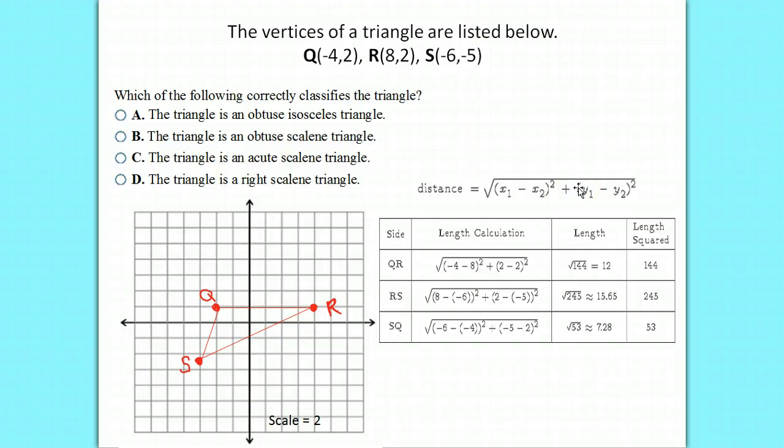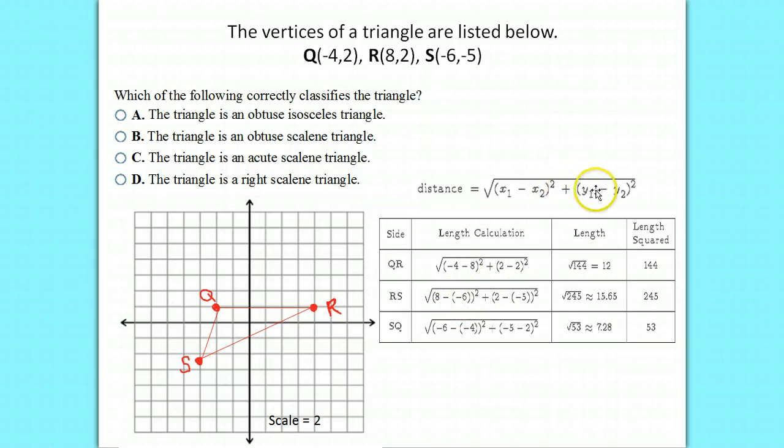You'll notice that from Q to R, even using the distance formula, you will get 12. But again, if it's a straight line, don't make it harder than it needs to be. Just count it. But for RS, you find the x and y values for point R and S and plug them in. The x value for R up here is 8. The minus sign comes from the formula. And then the x value for S is -6. The plus comes from the formula.